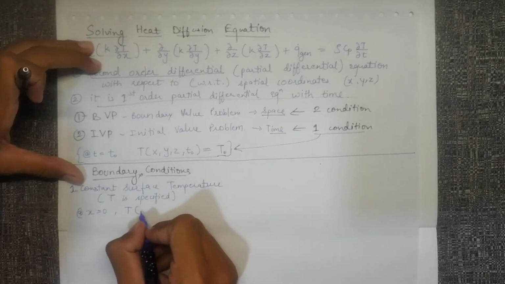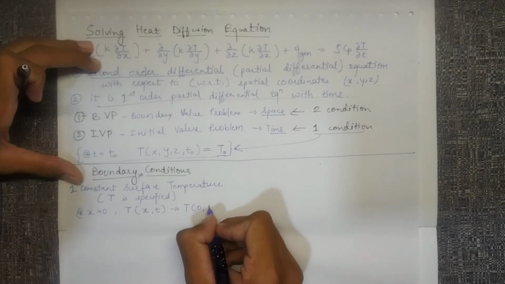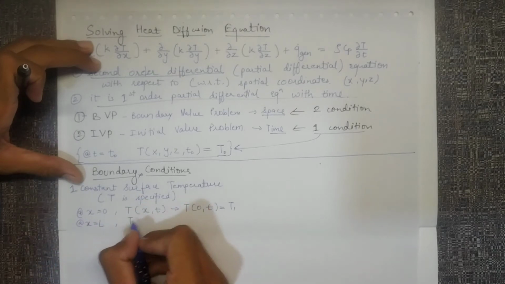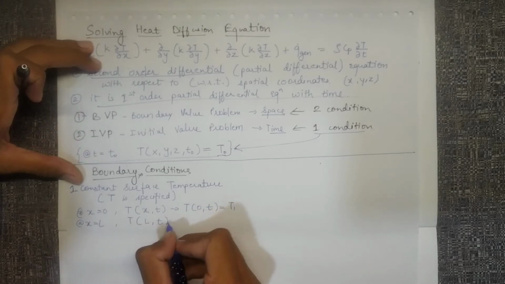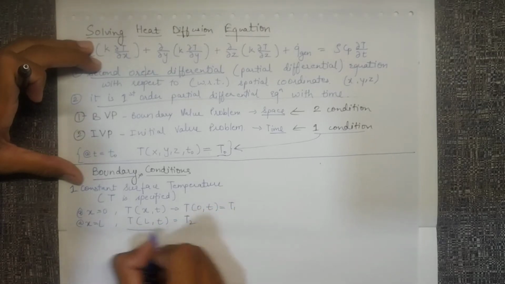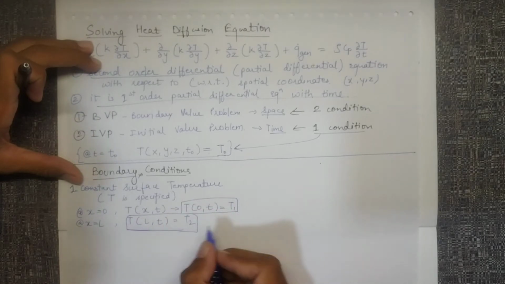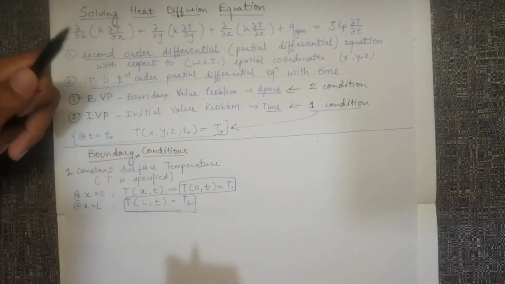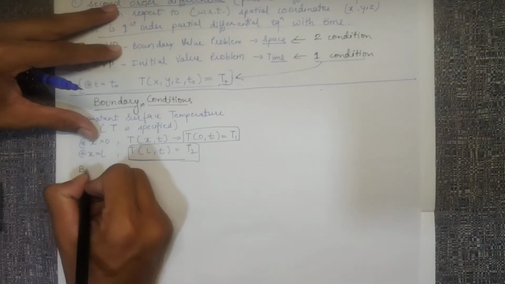That means the temperature, which is a function of x and time, at x equal to 0 and some time t, the value is T1. At some location x is equal to L, my temperature at location L at any given time t is equal to temperature T2. So I'm given these two conditions. These are the two conditions for me. So this is the first boundary condition.